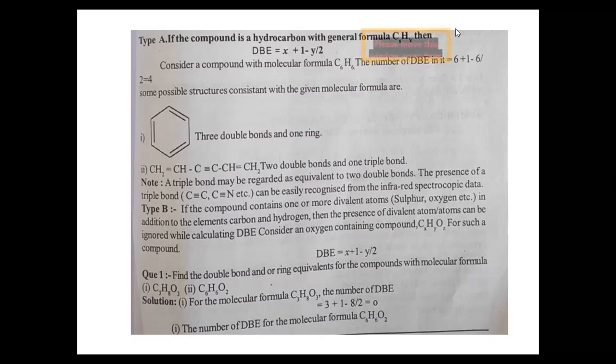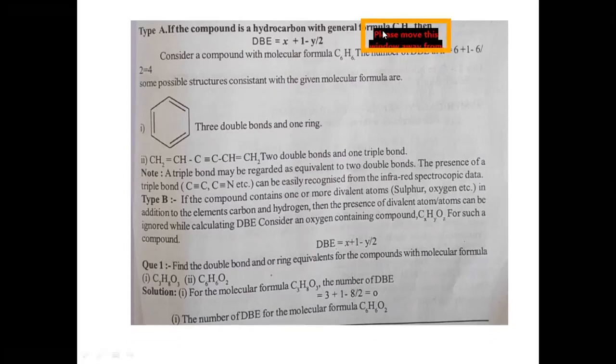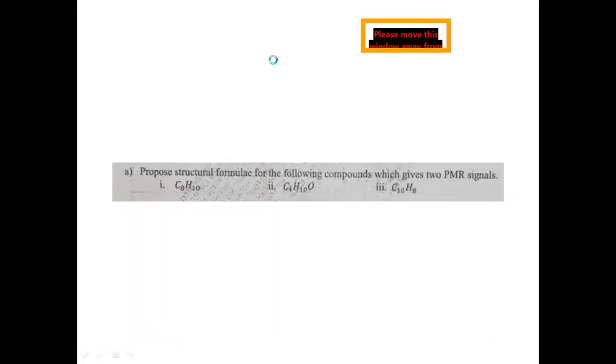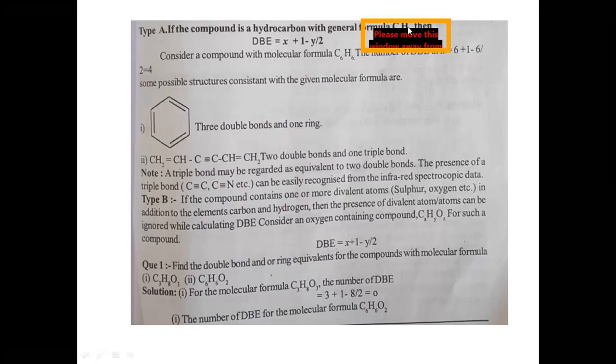Consider a compound with general formula C6Hy. If a compound is given, then first your job is to find out the number of unsaturations in that compound. That is also called the number of unsaturation, NUS, or double bond equivalent. You are able to see here C6Hy.